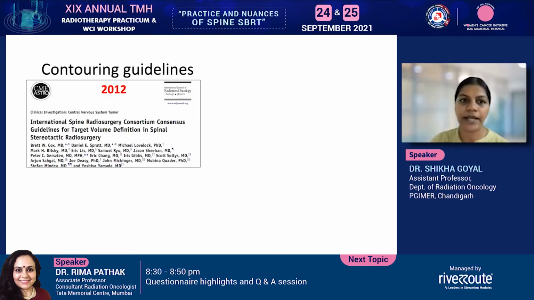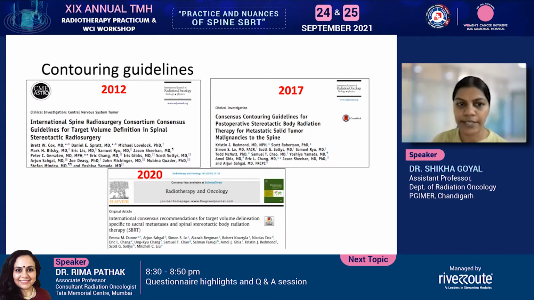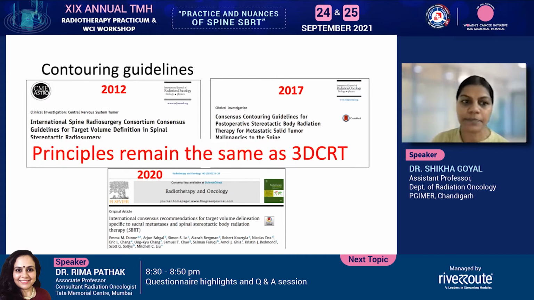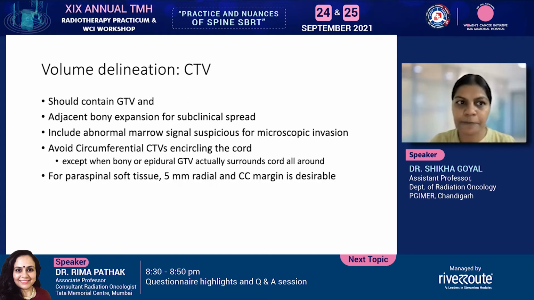So we have had 3 contouring guidelines over the last 9 years for intact bone, post-op SBRT, as well as for sacral SBRT from the International Spine Radiosurgery Consortium. But the principles of delineation remain the same as for 3D CRT. Our GTV delineation would include all the gross tumor using all available imaging that includes CT, PET, or MRI. We also have to include the epidural and paraspinal components in addition to bony disease.